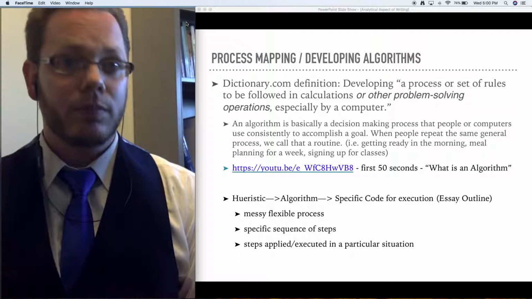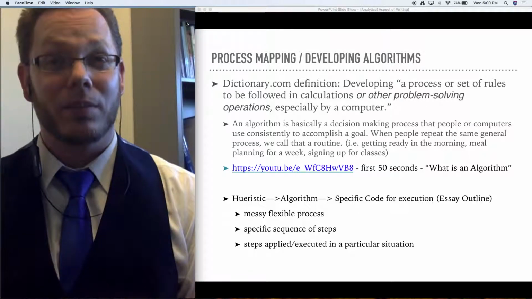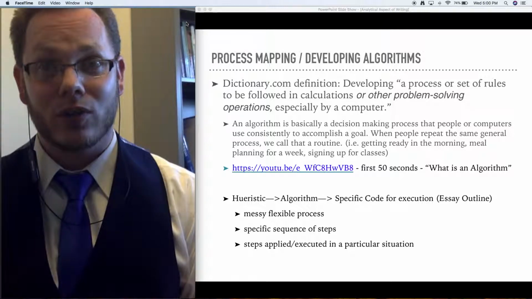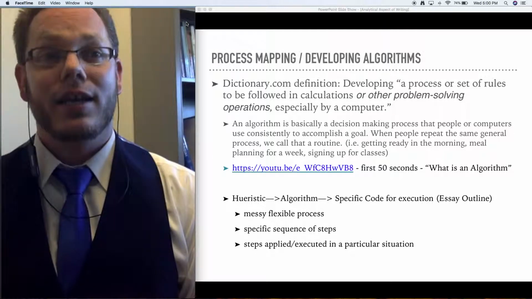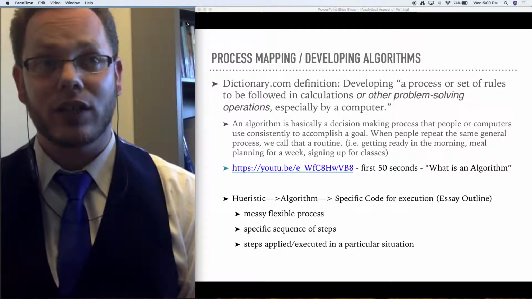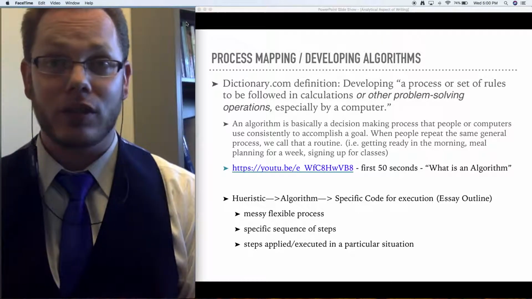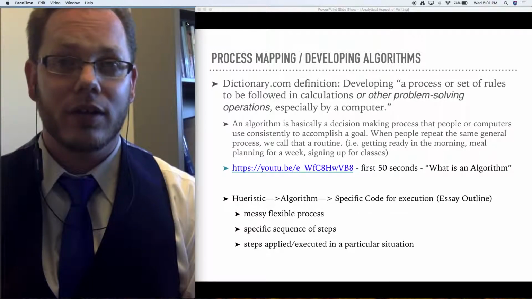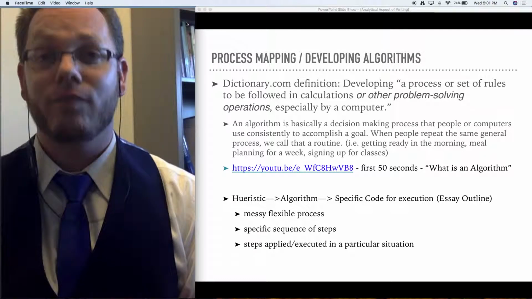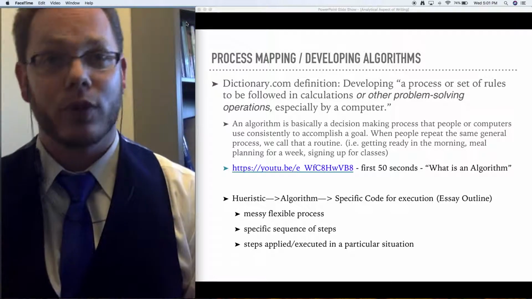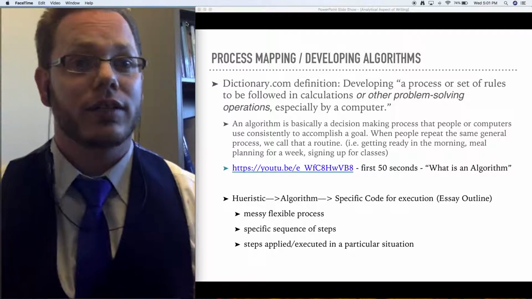Developing an algorithm, according to dictionary.com. See, I'm really pulling out the big guns here with dictionary.com. I didn't even bother to look up an academic source in, like, computer science. Here's what we got though. Developing a process or set of rules to be followed in calculations or other problem-solving operations, especially by a computer. Computers used to be people. Ever watch that movie called Hidden Figures? You'll know what I'm talking about. NASA used computers, and they were people before there were computers that we would think of. Anyways, writing technologies, it's cool.